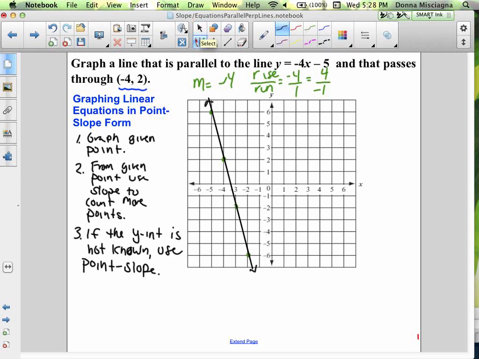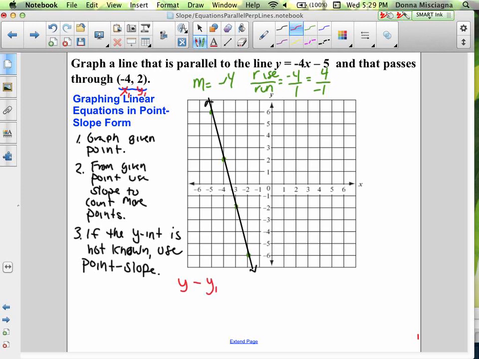All right, so if we want to write the equation of the line in slope-intercept form, we don't know what the y-intercept is. We know what the slope is, but we don't know the y-intercept. Notice my graph never crosses the y-axis. So if the y-intercept is not known, we can use point-slope to write the equation, because we have a point and we have the slope.